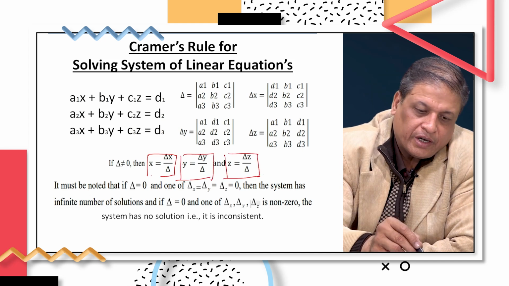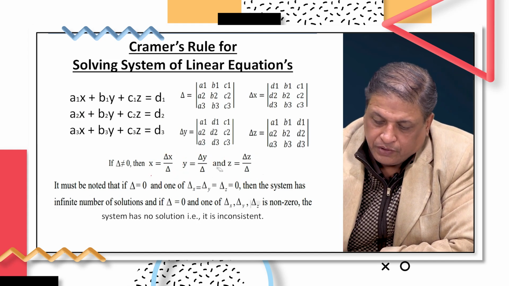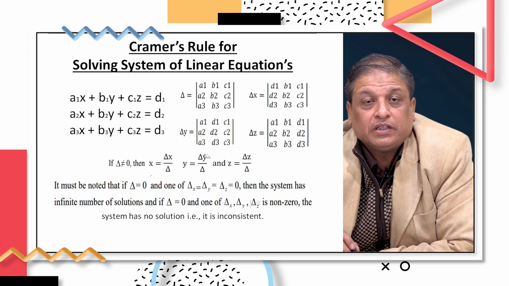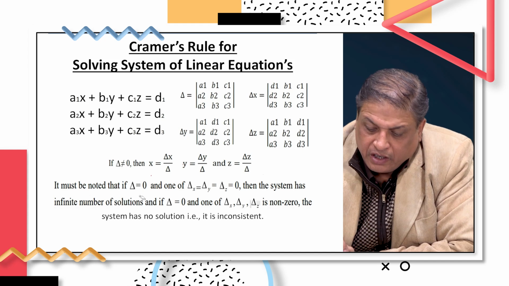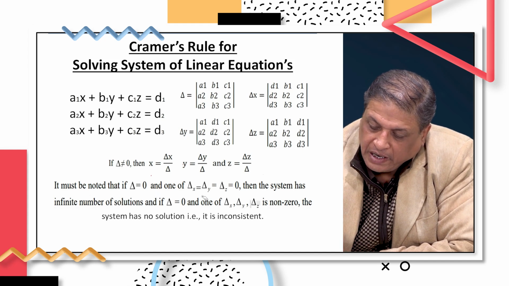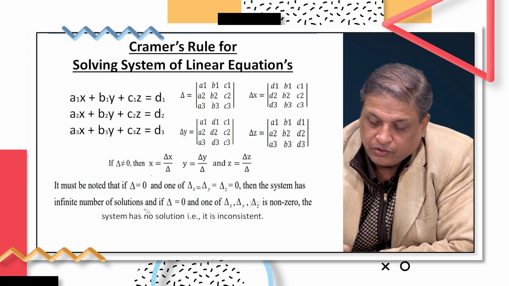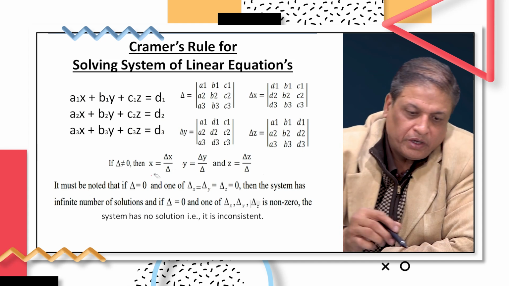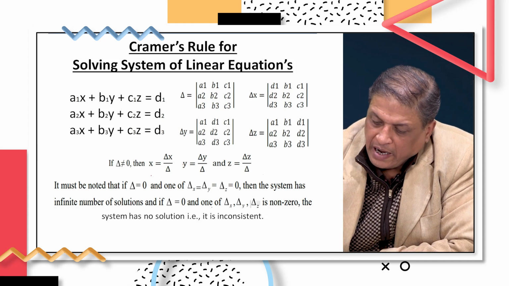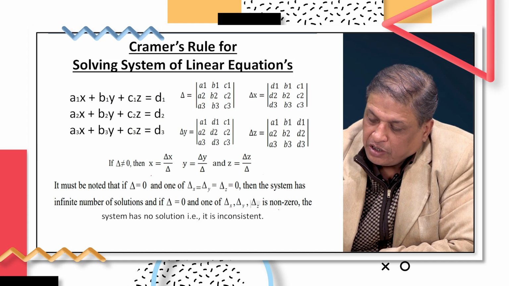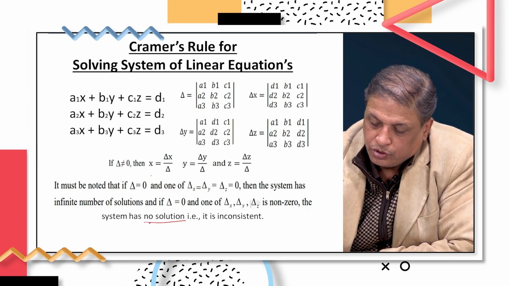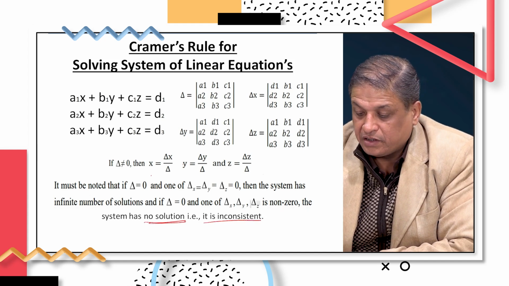Now, thereafter we have some important observations. It must be noted that if delta is equal to 0 and delta x, delta y and delta z are all equal to 0, then the system has an infinite number of solutions. But if delta turns out to be 0 and one of delta x, delta y, delta z is non-zero, the system has no solution, and it is inconsistent.